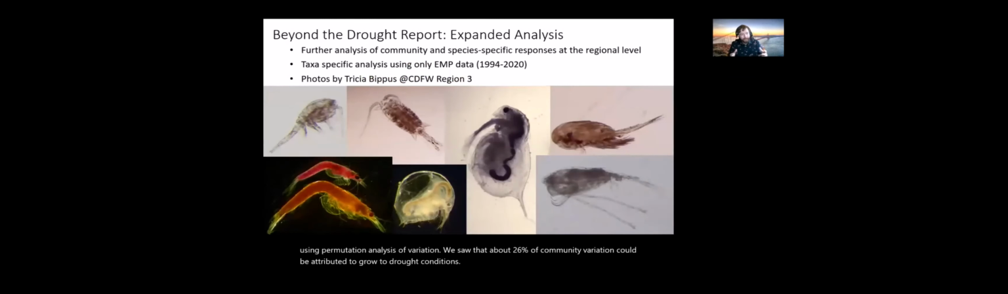But the analysis we present in the drought report is a fairly broad look at zooplankton density changes in the delta in response to drought, but we wanted to expand upon that for further analysis, because when we look at the regional communities and species-specific interactions, we start to see some really interesting results that we can tease out. So next, I'm examining taxa-specific data using the EMP data from 1994 to 2020. The reason I start at 1994 is because not all the taxa we looked at in this analysis were established in the region before that time.